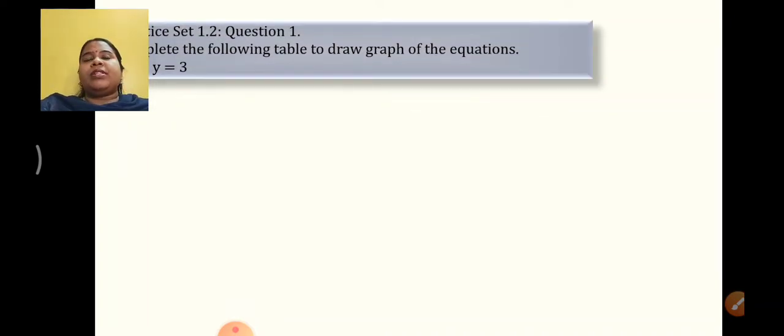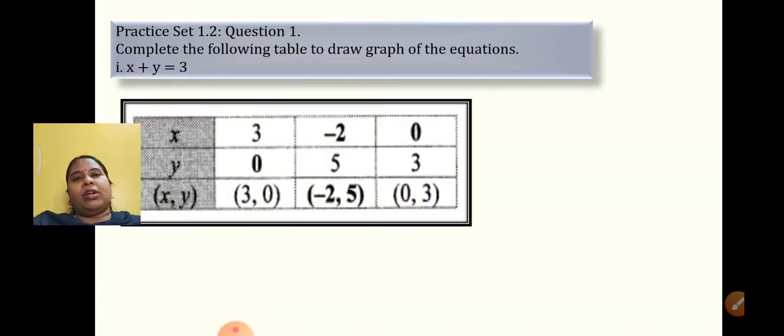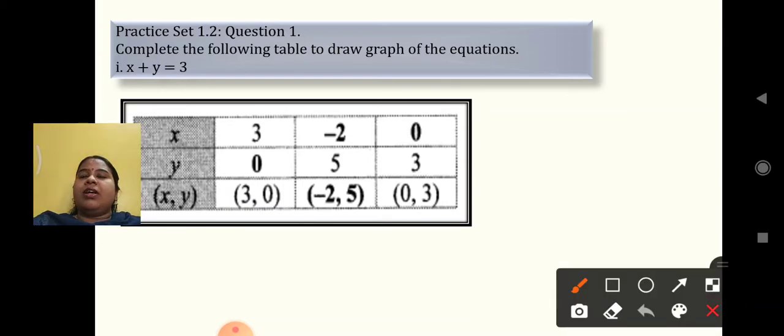Let us come to practice set 1.2, that is question number 1. Now in this, I just have to prepare a table to draw the graph. The first step for drawing a graph is to prepare a table. Yes, so the equation is x plus y is equal to 3. I need to draw the table for it. I am not going to draw the graph. Drawing a table means what? Take suitable values of x, and these values are your choice.